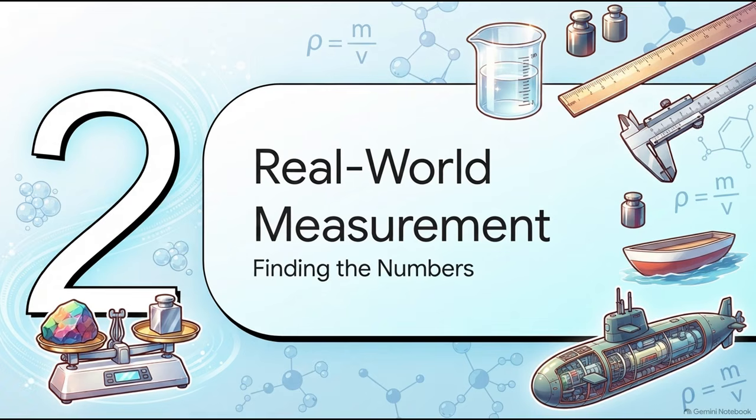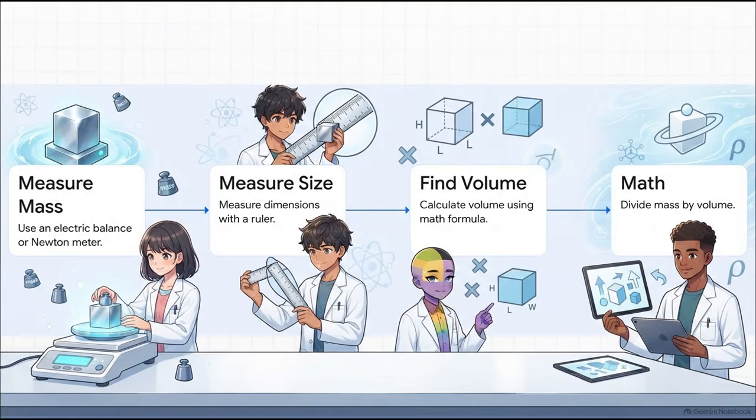Because knowing the theory is great, but how do we actually find these properties in the real world so we can run our calculations? Well, for a regular object, something like a perfect cube, the process is incredibly straightforward. First, you just find the mass using an electric balance. Then you grab a standard ruler to measure the physical dimensions, like the sides of the cube.